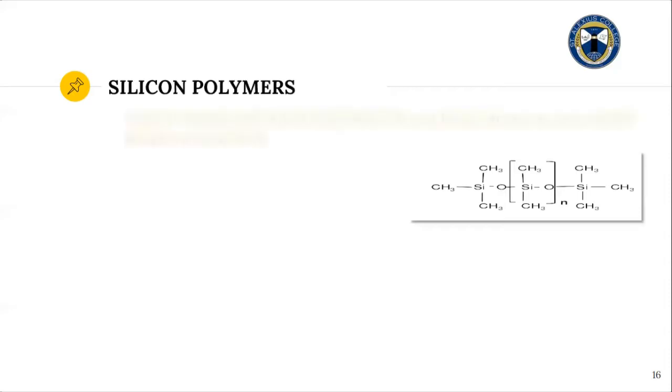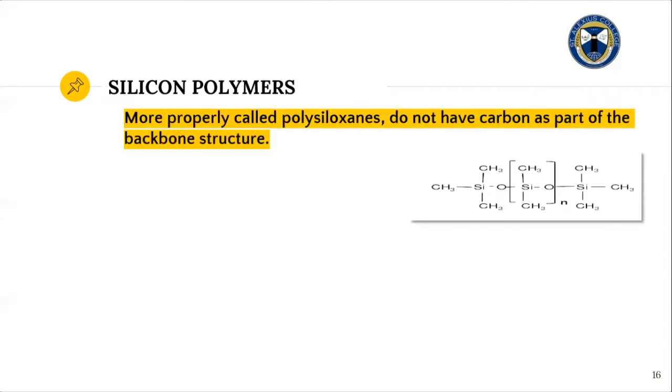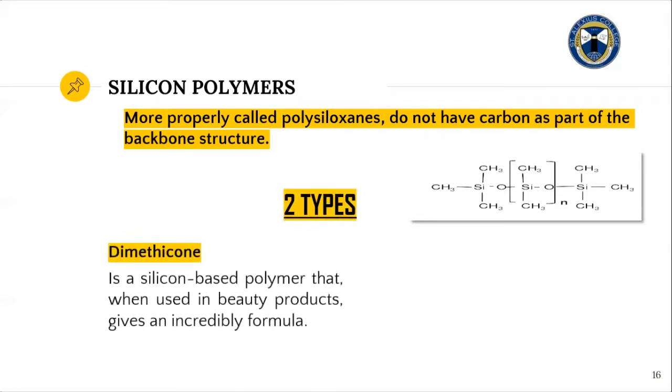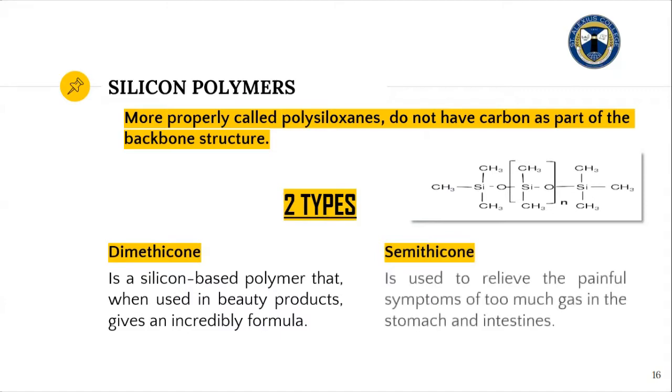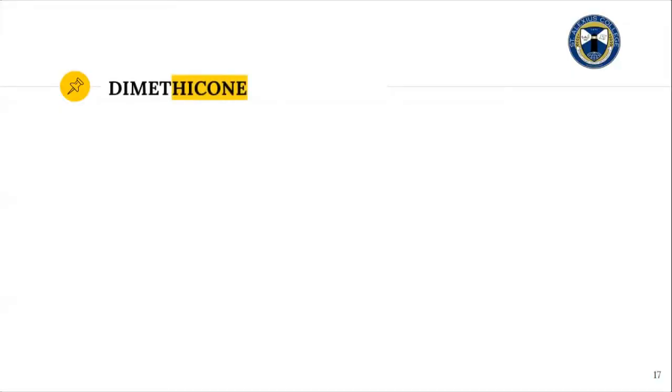Lastly is the silicon polymers. It is more properly called polysiloxanes and does not have carbon as part of the backbone structure. There are two types, known as dimethicone, which is a polymer used in beauty products and gives an incredible formula, and simethicone, which is used to relieve the painful symptoms caused by too much gas in the stomach and intestines.